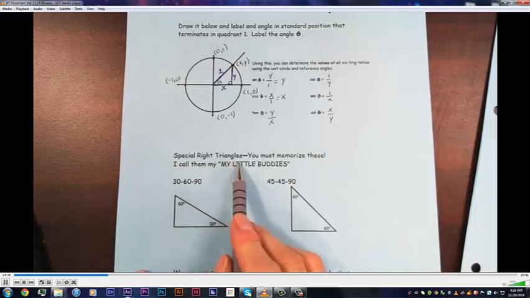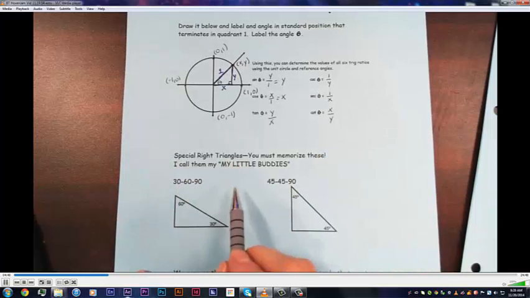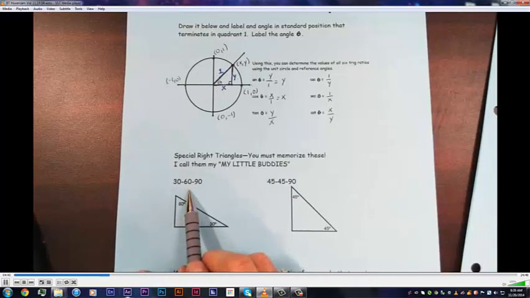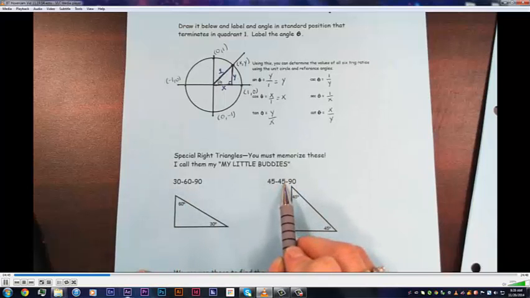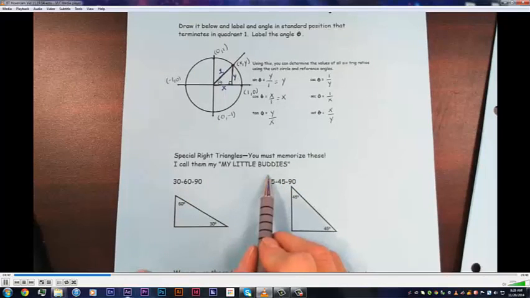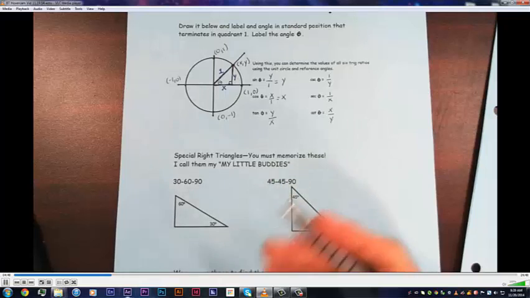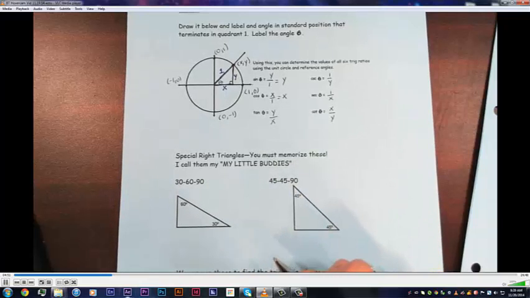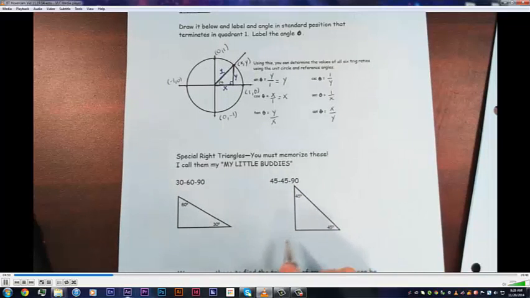Now, talking about special right triangles. Again, you've had these before. The special right triangles are your 30-60-90, your 45-45-90. Mr. Olson likes to call them the My Little Buddies. I call them sometimes like the tools in your toolbox. We are going to use these triangles a lot.